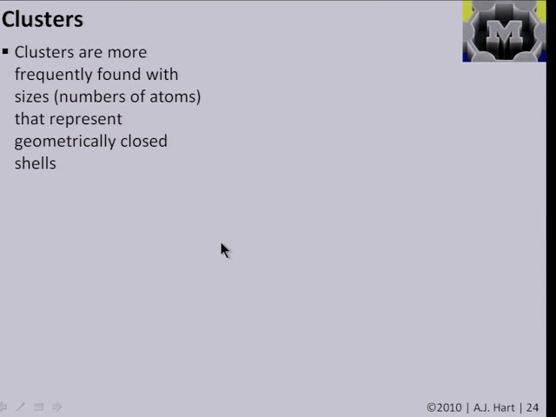Okay, so now I want to get into a bit about this idea of clusters, of structures that are so small that you sometimes observe them having specific and special numbers of atoms. As a formal definition, I say it as exactly that. Clusters are materials like C60 that are more frequently found with specific numbers of atoms. The reason why is that they are geometrically closed shells.